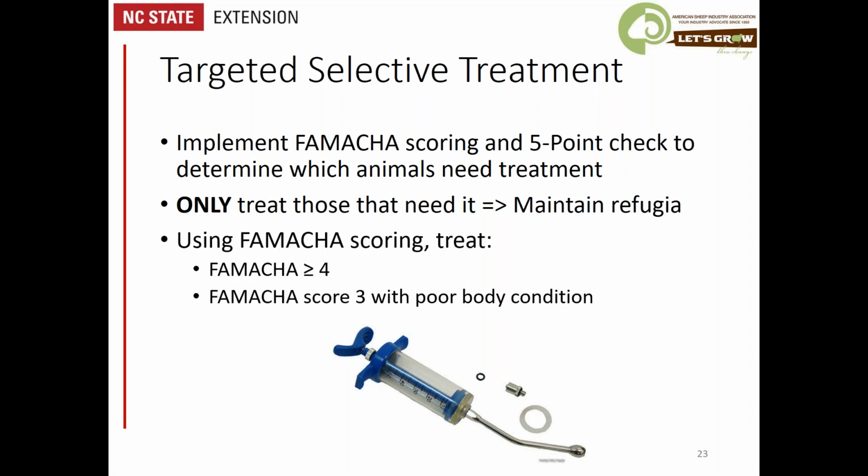And so by using FAMACHA scoring, we're going to only treat those animals that are FAMACHA score greater than or equal to 4, or FAMACHA score 3 with a poor body condition. If they're FAMACHA score 3 and they're really thin, they probably need some help and assistance. If they're FAMACHA score 3, they're fat and happy, they're probably okay. We probably don't need to treat those animals. So we can use this FAMACHA scoring to help us determine who needs treated and who doesn't.